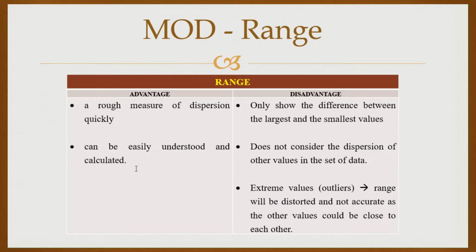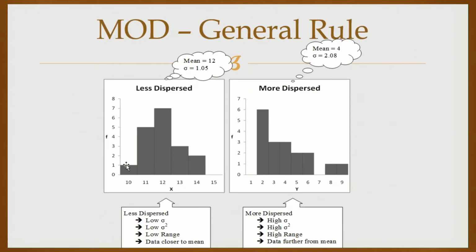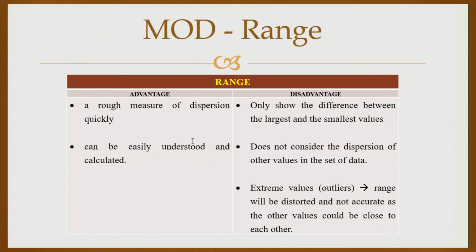What is the advantage of a range? You can quickly see the dispersion of the data. You just look at it like just now. Remember, I told you, the biggest is 14, smallest is 10; biggest is 9, smallest is 2. From there you can see, here my range is 4, here my range is 7. Very fast you can see that this should be less dispersed. So it is a rough measure that can be easily understood and calculated.